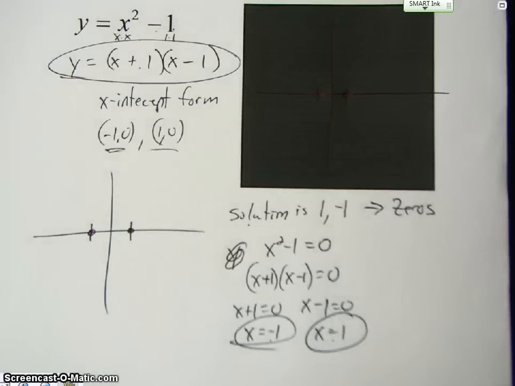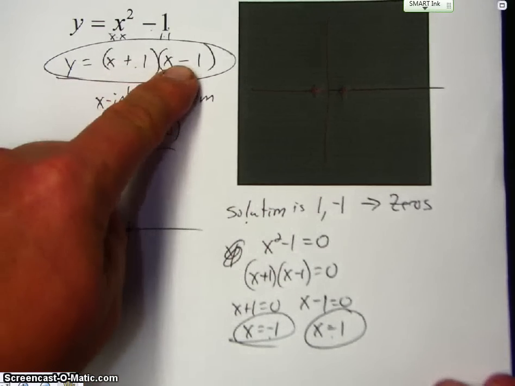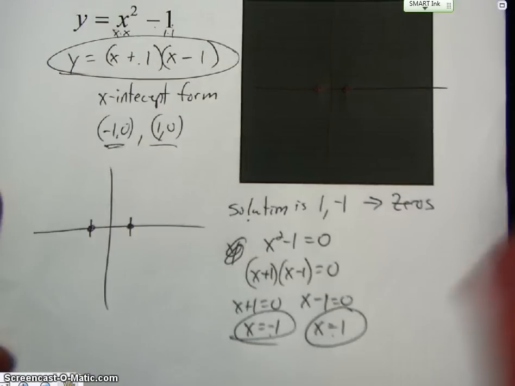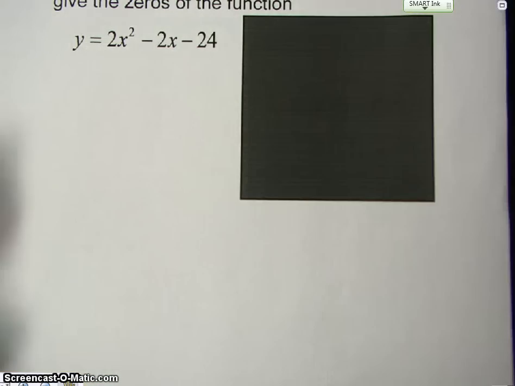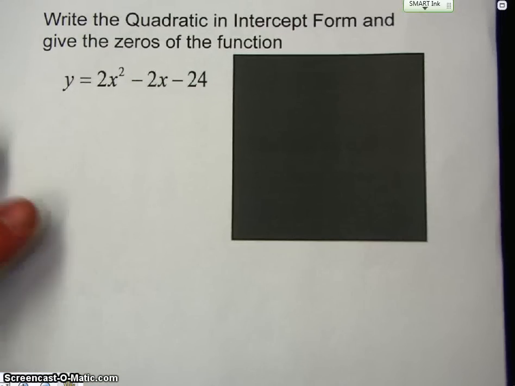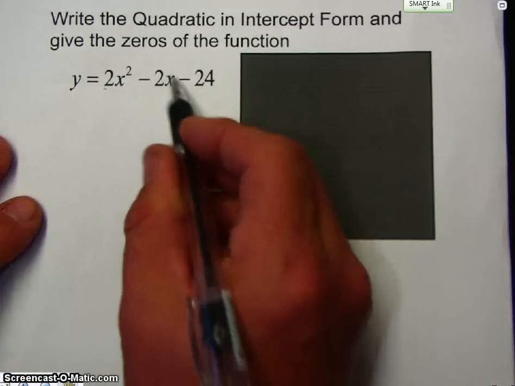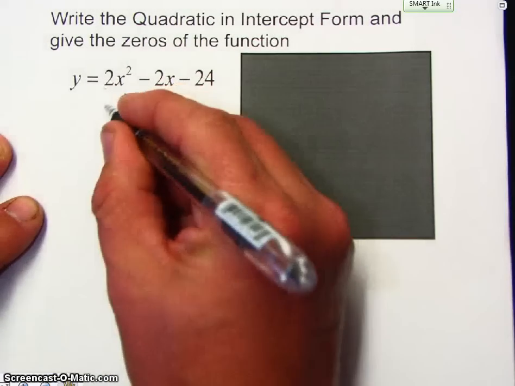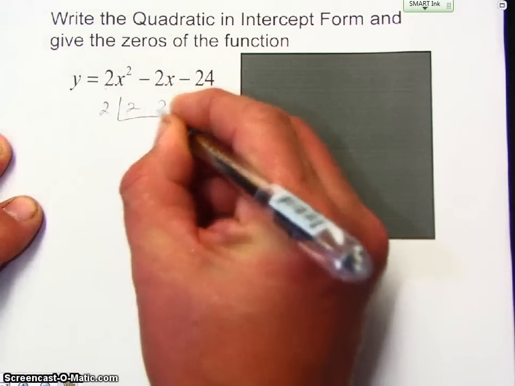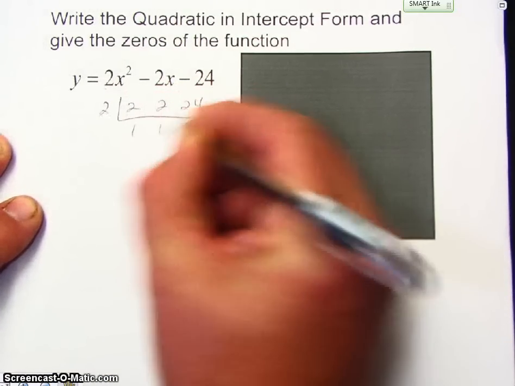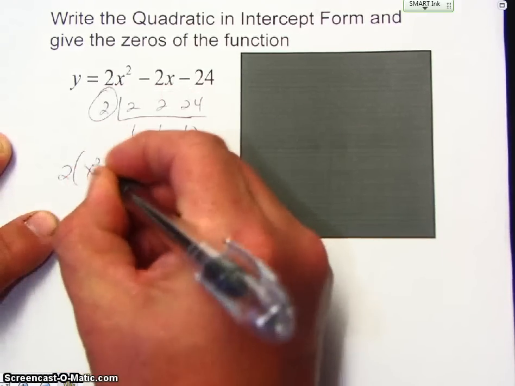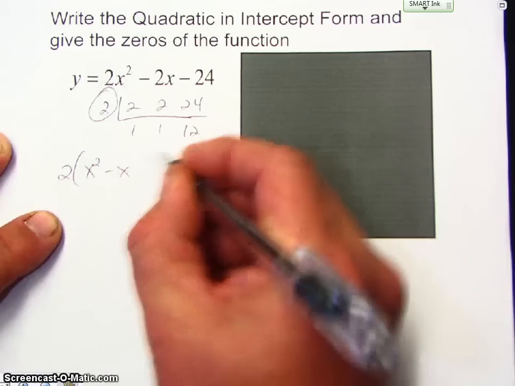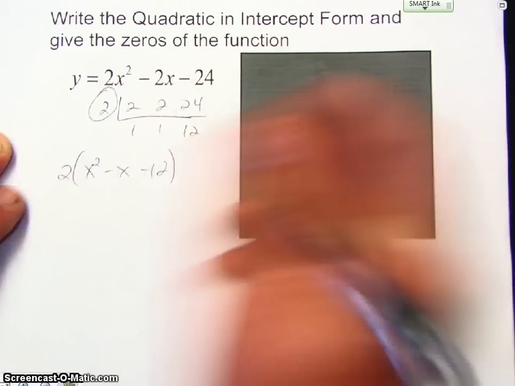In order to do that, you put it in intercept form. Let's look at one more example. The same thing here. We have a GCF, so I can factor it out. I have 2, 2, and 24, so I get 1, 1, and 12. My GCF is 2, so we get 2 times x squared minus x minus 12.